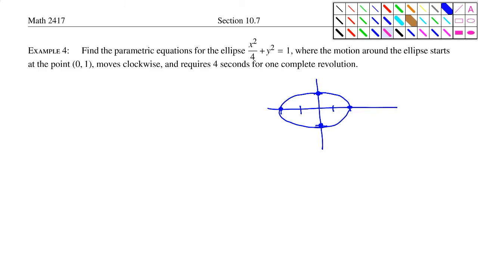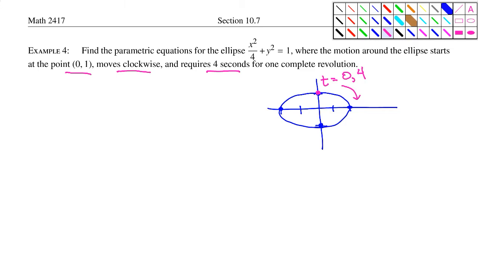Well, it's going to start at (0, 1). So it's going to start right here. I'm going to say that that is time equals 0, t equals 0. It's going to move clockwise, so it's going to move this way around the ellipse, and it requires 4 seconds to make one complete revolution. So in addition to the point (0, 1) being time equals 0, that is also time equals 4.